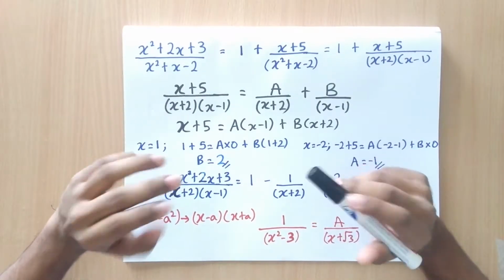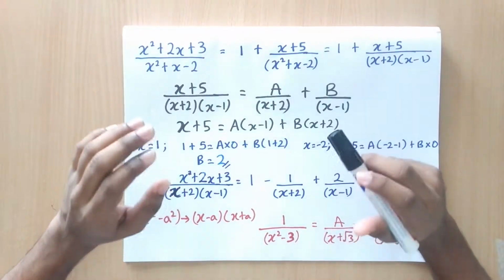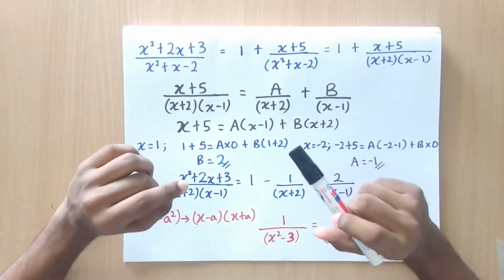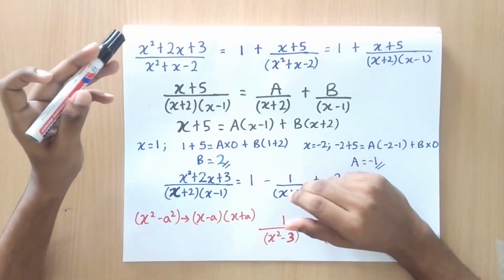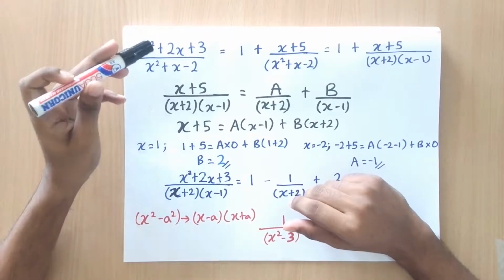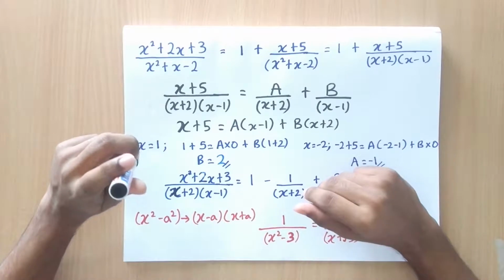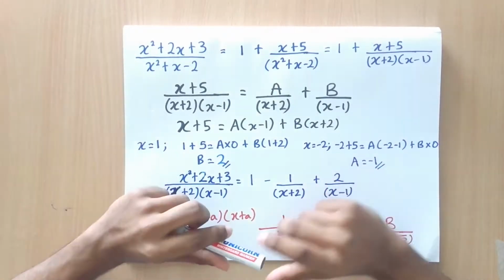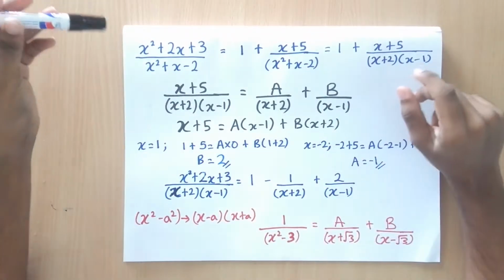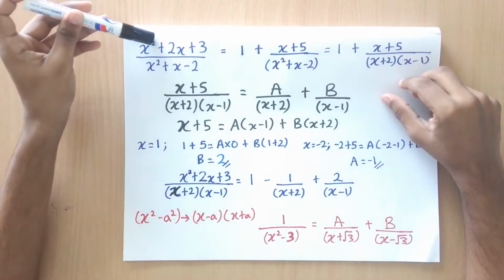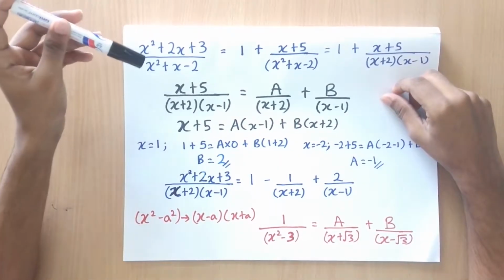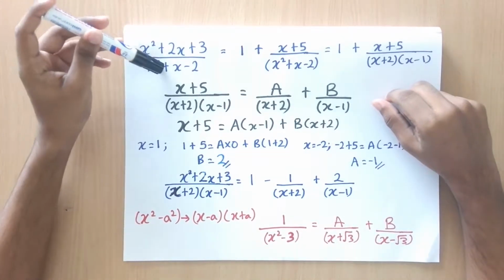The fourth and final situation is when we have an improper fraction. That is, when the degree of the numerator is greater than or equal to the degree of the denominator. Let's take this example. Here we can see that the degree of the numerator is 2 and the degree of the denominator is also 2.